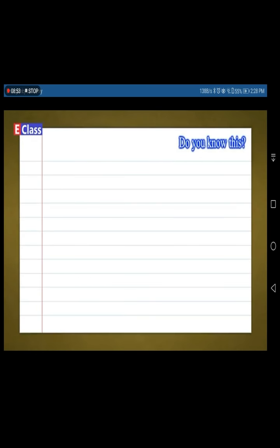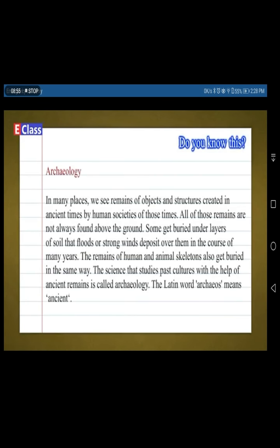Do you know this? Archaeology. In many places, we see remains of objects and structures created in ancient times by human societies of those times. All of those remains are not always found above the ground. Some get buried under layers of soil that floods or strong winds deposit over them. In the course of many years, the remains of human and animal skeletons also get buried in the same way. The science that studies past cultures with the help of ancient remains is called archaeology.